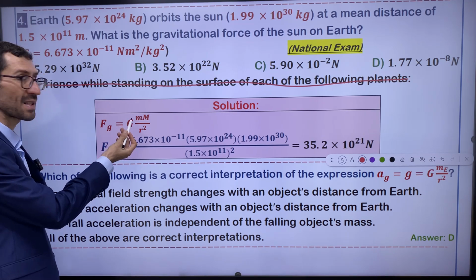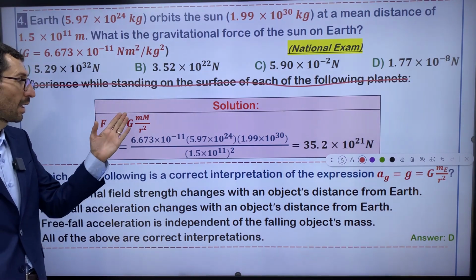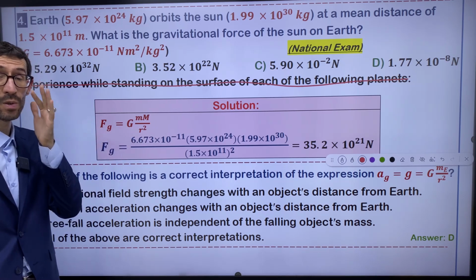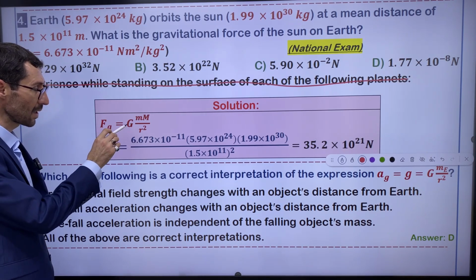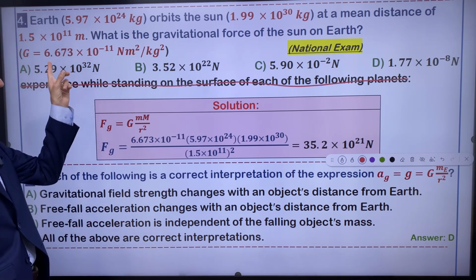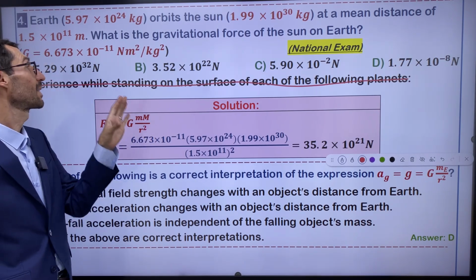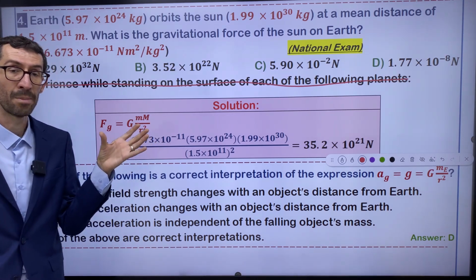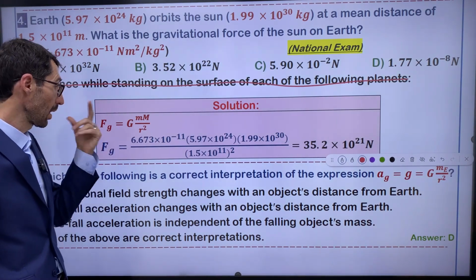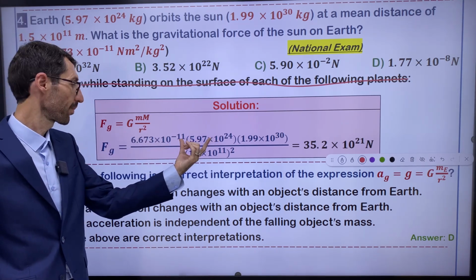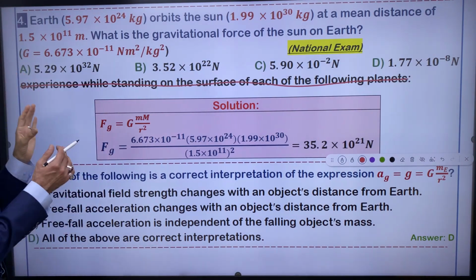Fg is equal to G capital M small m divided by R squared. Here, can I say M1, M2? No problem, as you like. Can I say M capital, M small? It doesn't matter. Fg is equal to G, which is a constant. You have to write the number, and I recommend that you memorize this value, because maybe it's not given in the national exam. M small is the mass of earth, M capital is the mass of sun, divided by the radius squared. You have to square the radius.